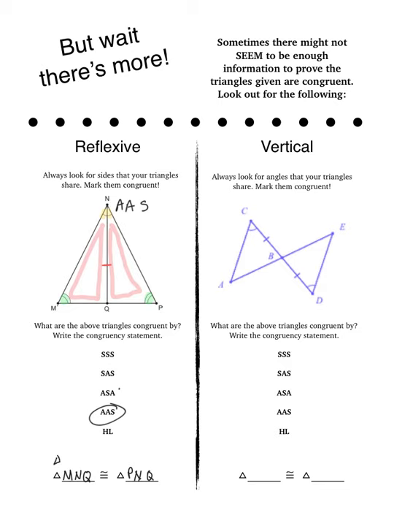You could call it triangle NMQ, and PQ, or you could say triangle QNM, and that would be triangle QNP. You could also do QPN, whatever.